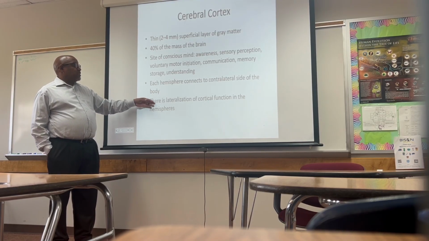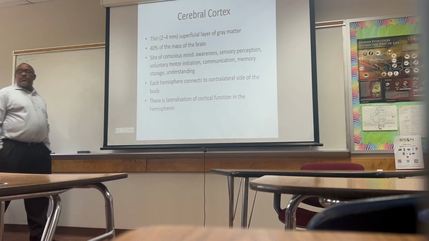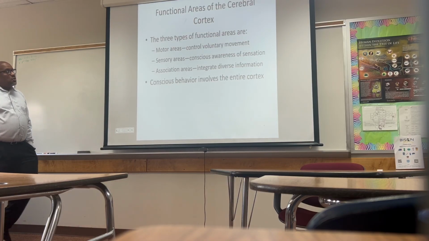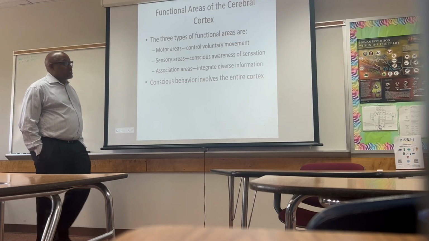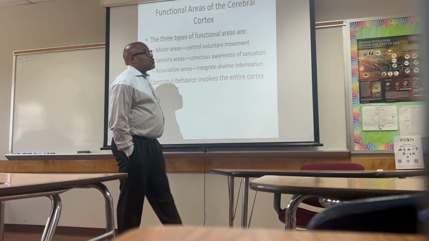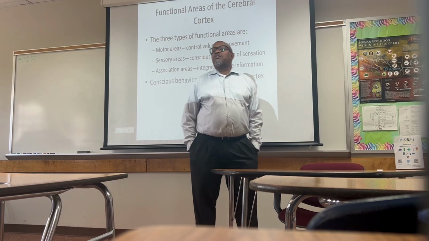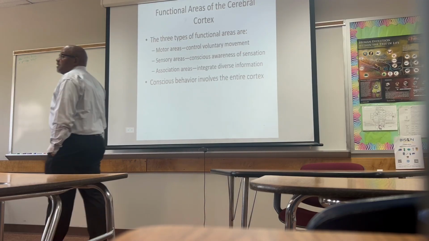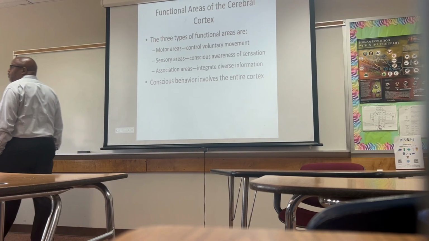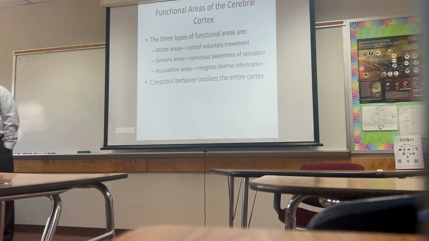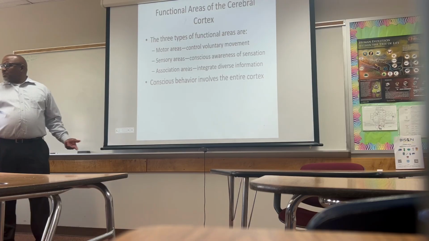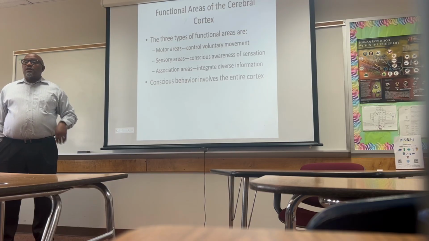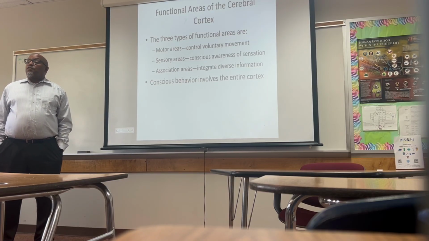We won't spend a lot of time with that. And there's lateralization of function in the hemispheres. Three types of areas you should know: motor, sensory, and association areas. Let's talk about these. A motor area is responsible for controlling voluntary movement. If you're moving your arms or whatever, I'm moving my legs because I'm walking back and forth, that's a motor area of the brain. A sensory area, you're common when you think about our senses. Those are usually afferent. Then association areas are areas that integrate diverse information.